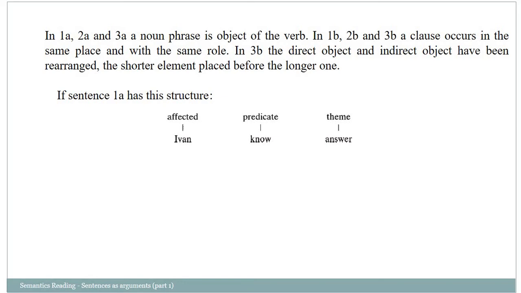So in 1a, 2a and 3a, a noun phrase is the object of the verb, and in 1b, 2b and 3b, a clause occurs in the same place and with the same role. In 3b, the direct object and indirect object have been rearranged and the shorter element placed before the longer one.